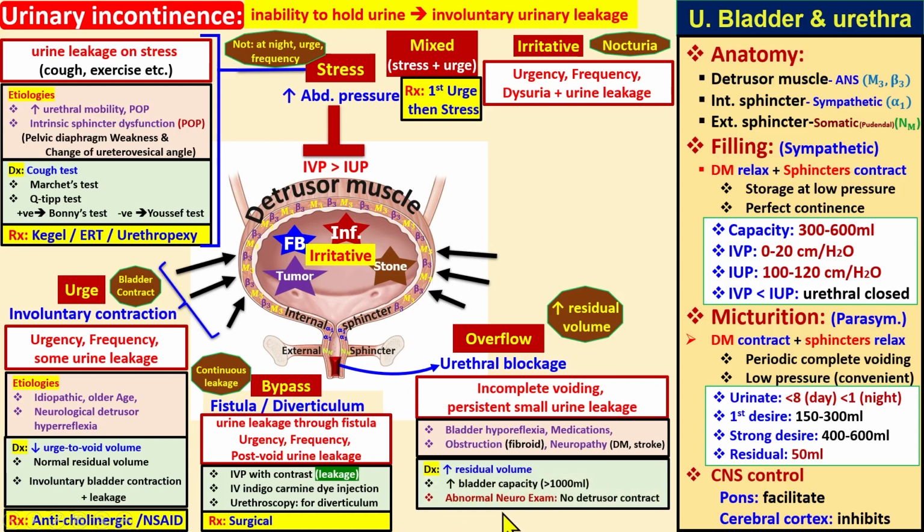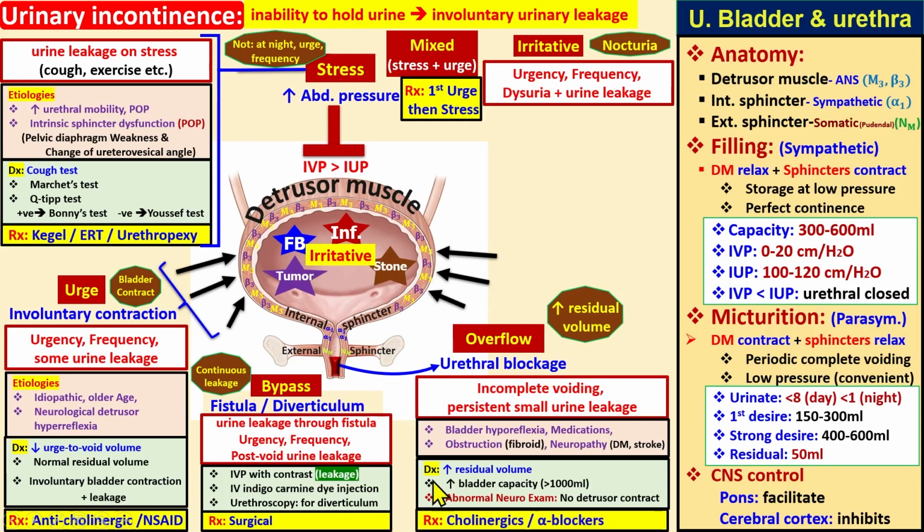Okay. So what you see is the residual volume is greater than normal. What is the normal? It's 50 to 100. What is it in this condition? The residual volume will be higher than 50 ml, and the bladder capacity reaches more than 1000. Okay, and you will see an abnormal neurological examination where you do not see the detrusor contraction. So this is outflow. This urine leakage is not due to contraction. This is due to overflow.